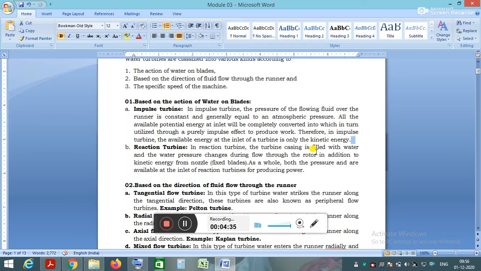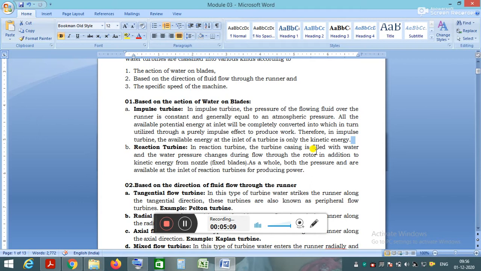I had given the introduction to the impulse turbine. What is an impulse turbine? An impulse turbine is one in which only the kinetic energy is available at the inlet of the turbine. All the pressure energy which is present in the fluid, it may be steam, it may be water, it may be gas, whatever it may be, completely converts into kinetic energy before it enters the turbine.